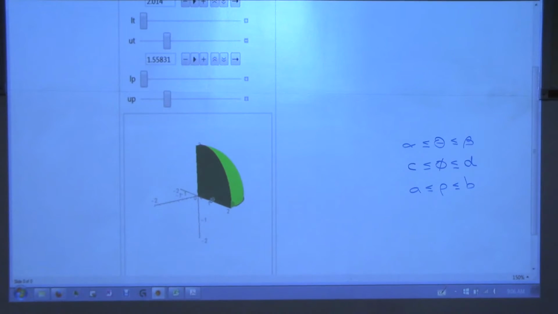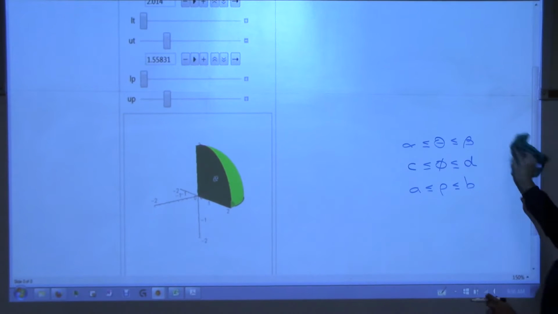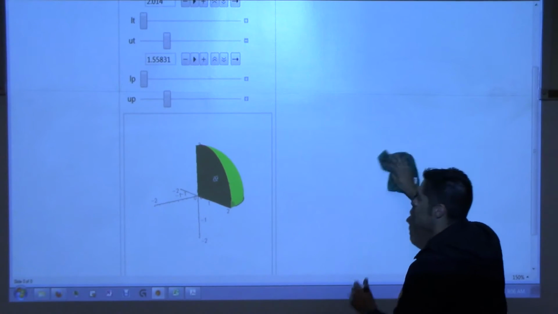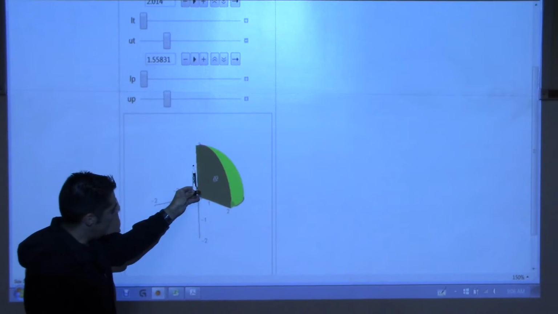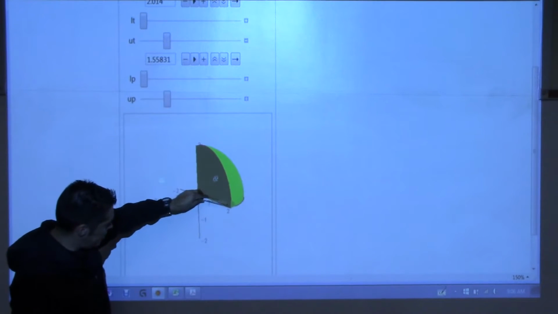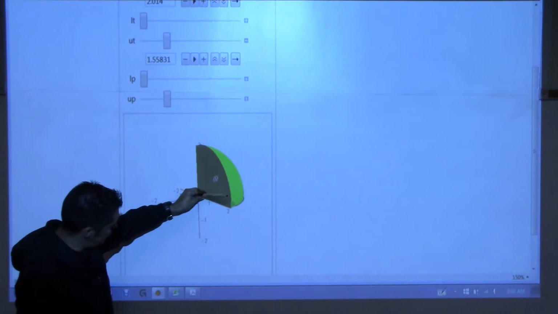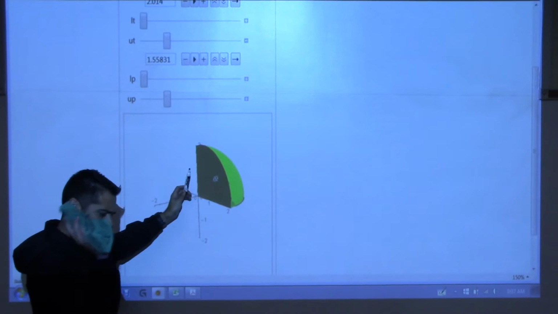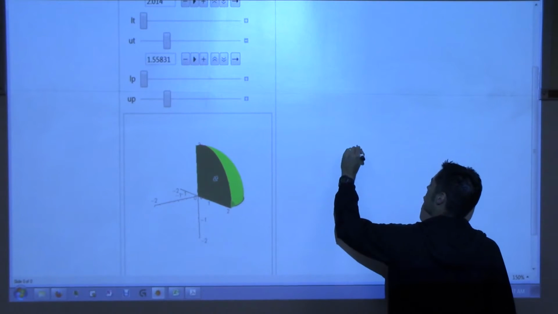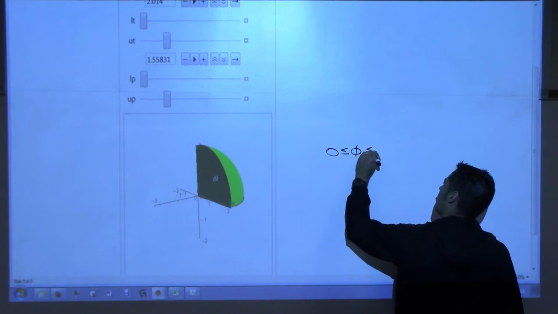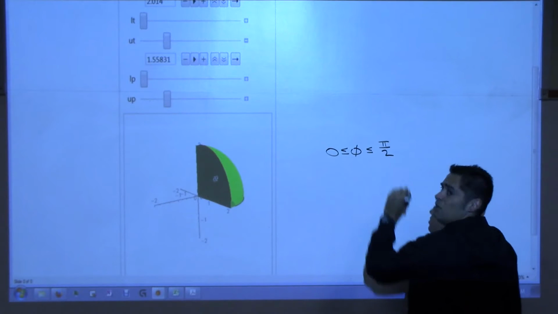So let's talk about my restrictions. If I wanted to draw that, my restrictions would be, let's see, phi is the angle from here down to the x-axis, which would be 0, all the way to, what, a quarter rotation, so that's pi over 2. So my phi is between 0 and pi over 2.